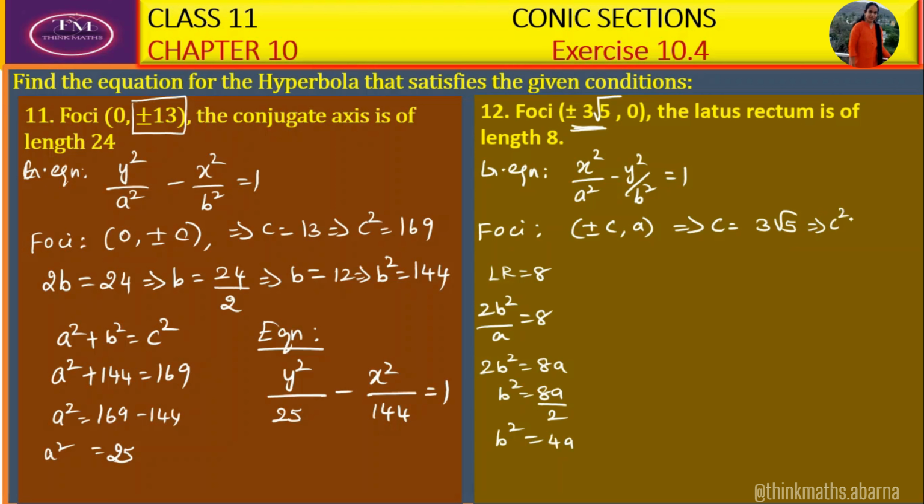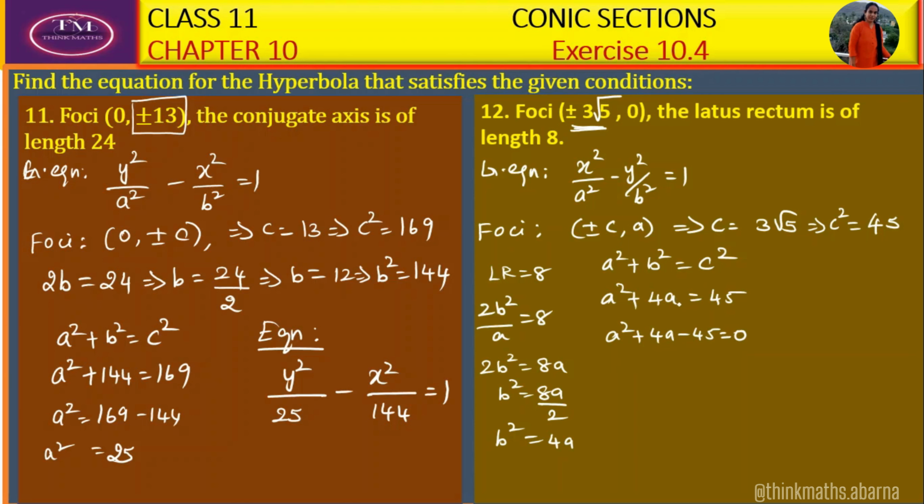From this, c square equal to 3 square, which is 9, times root 5 square, which is 5. So 9 fives are 45. Okay, c square equal to 45. Now we have to find a square. So what is the equation? A square plus b square equal to c square. A square we don't know. B square is 4a. C square is 45. This can be written as a square plus 4a minus 45 equal to 0.